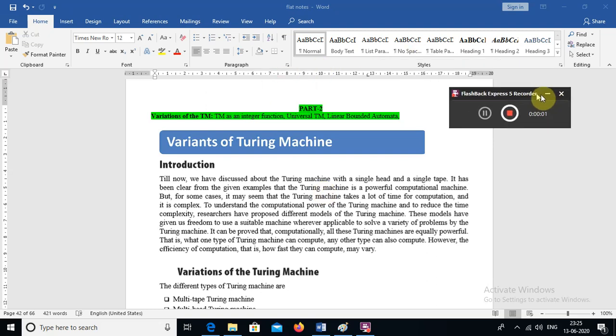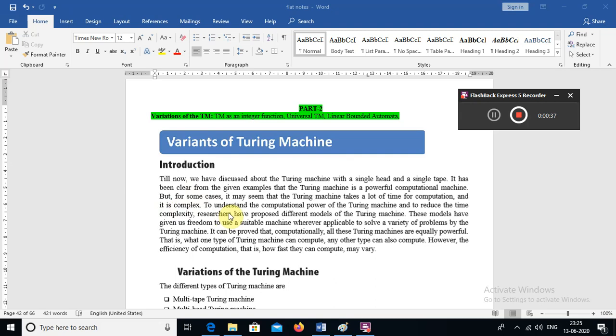Hi everyone. Now, the second part of the fifth unit is nothing but the variants of a Turing machine. So, when it comes to the introduction, till now we discussed Turing machines with a single head as well as a single tape. But when working with these kinds of Turing machines, of course they are good, but somehow they take a lot of time for computation, and they are complex to construct.